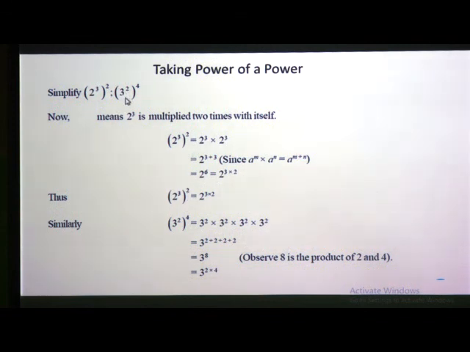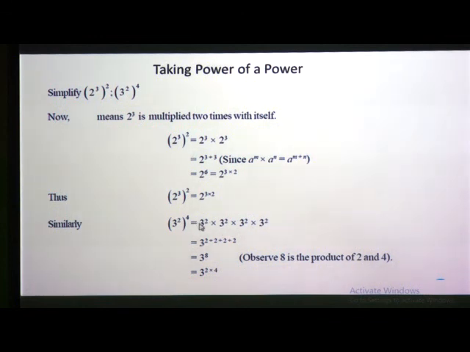Similarly, we will see here 3 to the power 2 to the power 4. 3 raised to 2 to the power 4. So, the common base 3 raised to power 2 to the power 4 is written in the form of 3 raised to 2, or 3 squared, multiplied 4 times.